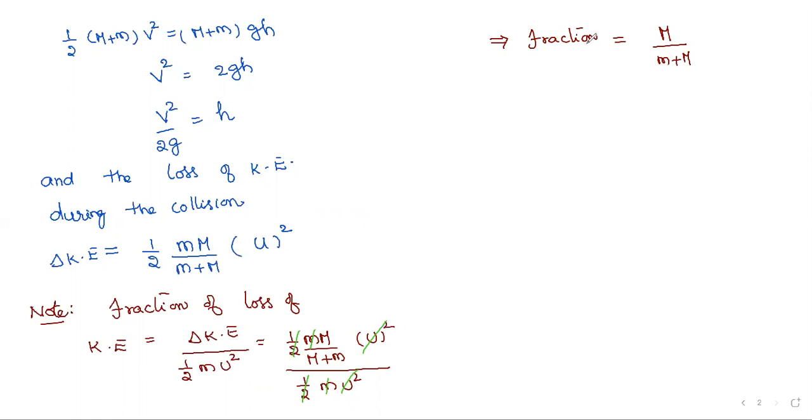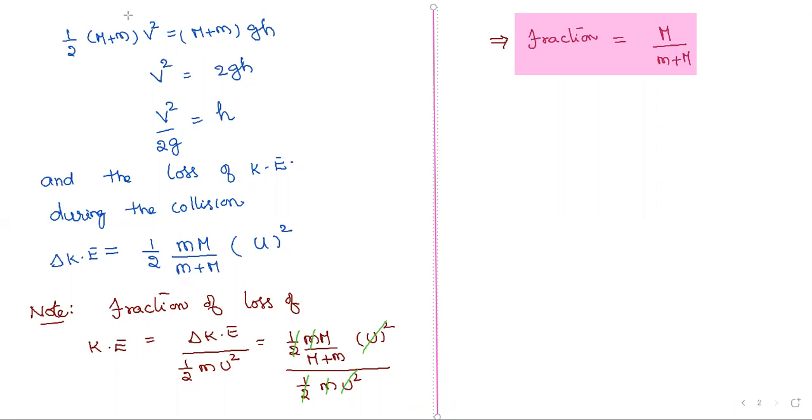Keep in mind this is the fraction of loss of kinetic energy. Keep it as a shortcut. If it is useful in numericals, you can use it straight away. Instead of calculating the total loss of kinetic energy divided by the total initial kinetic energy and then taking the ratio, directly without calculating anything, you just take the fraction with the given masses. This is a shortcut, keep in mind.